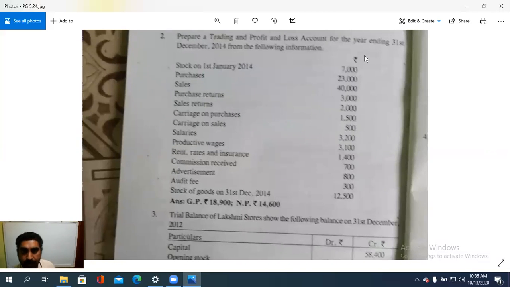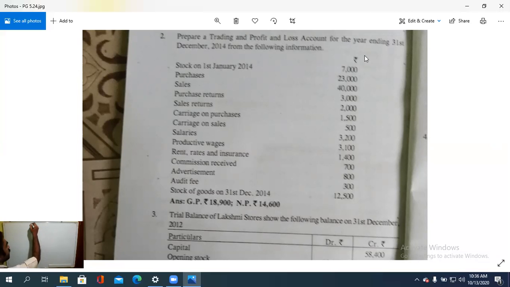See, this is the problem. Prepare a trading and profit and loss account for the year ending 31st December 2014 from the following information. Stock on 1st January 2014, 7,000, purchases 23,000, sales 40,000, purchase returns 3,000, carriage on purchases 1,500, carriage on sales 500, salaries 3,200, productive wages 3,100, rent, rates and insurance 1,400, commission received 700, advertisement 800, audit fee 300, and stock of goods on 31st December 2014 is 12,500.